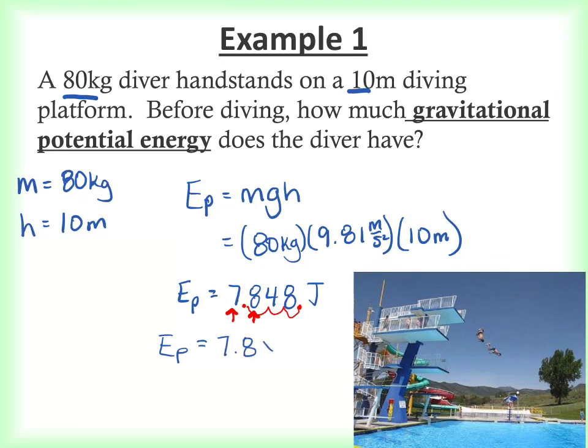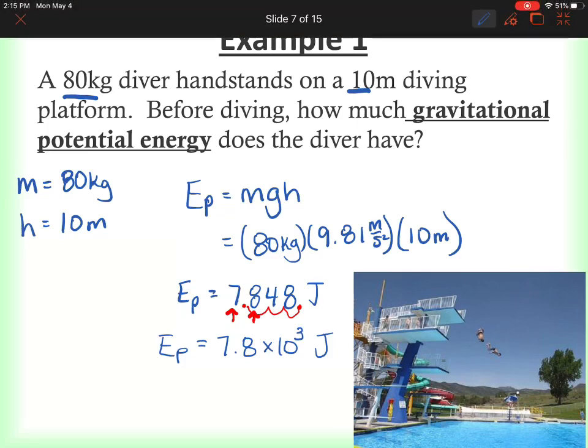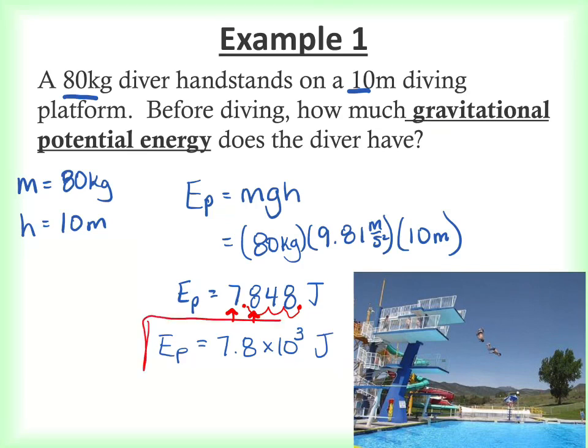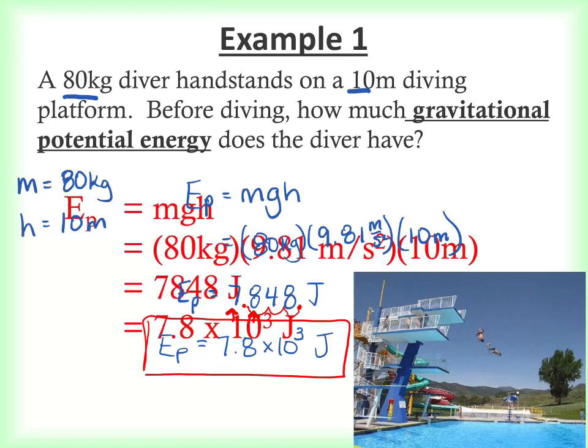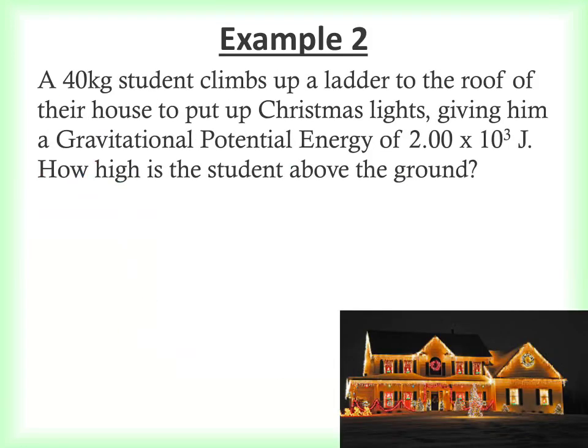So it's going to be 7.8 times 10 to the 3 because we had to move up the decimal 3 times, and our units are still joules. There we go. Now we are fully complete here. So there's the potential energy. Okay. Let's do another example, but maybe one that's not quite as nice.